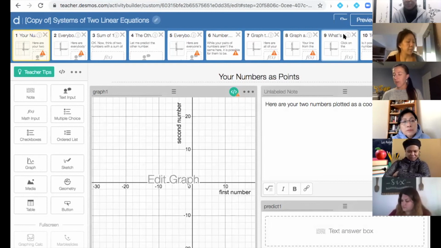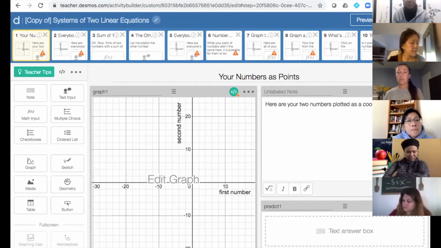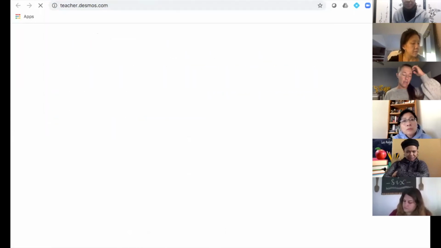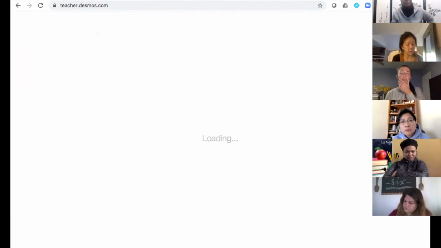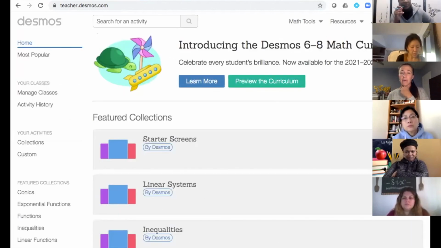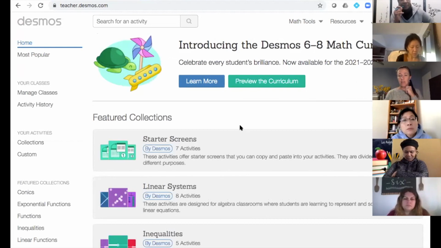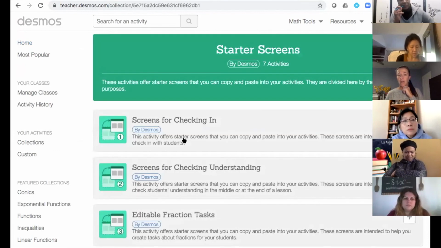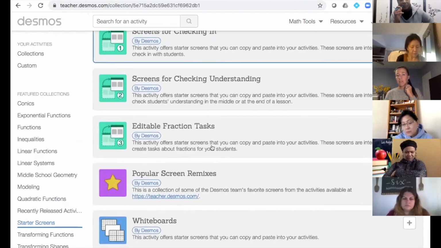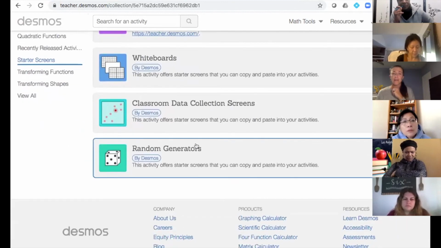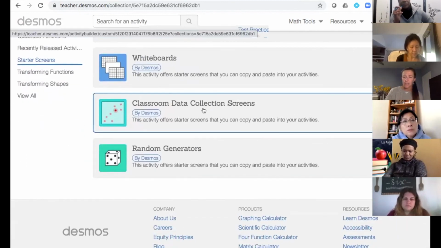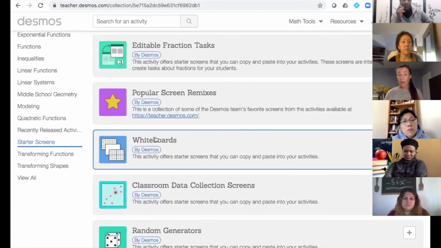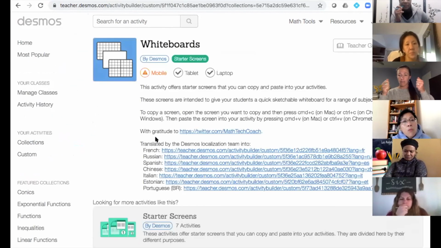I want to show you one other thing, because if you're not wanting to dip your toe into the content side of things, Desmos has been really good about doing some starter screens. If you visit teacher.desmos.com, those starter screens are right there, and lots of different ways that you can check in, or random things, or classroom data collection screens. So these are like whiteboards, right?